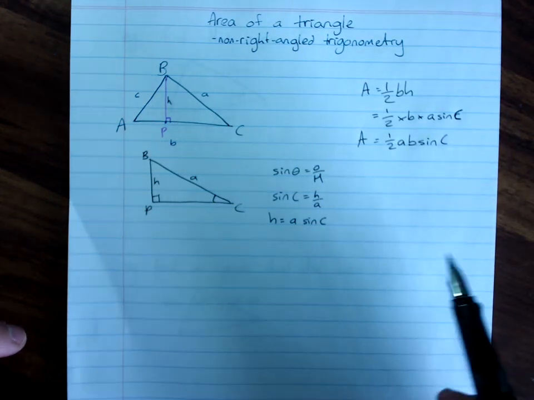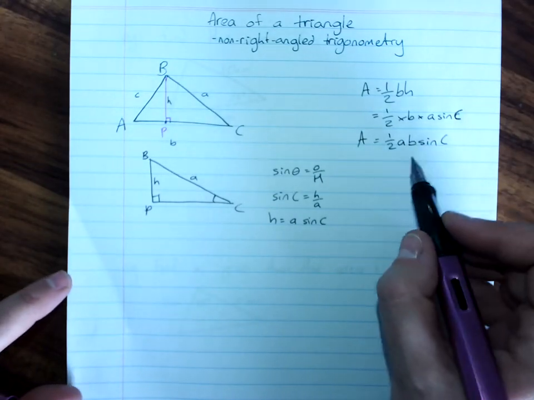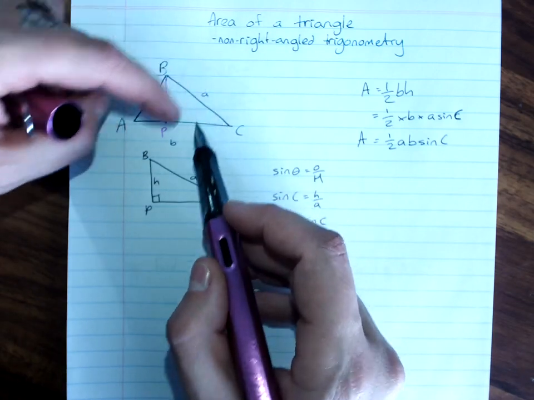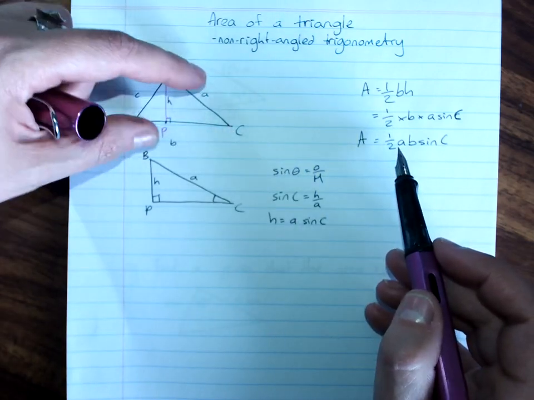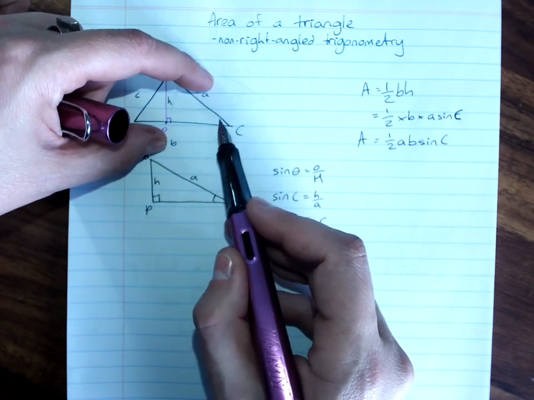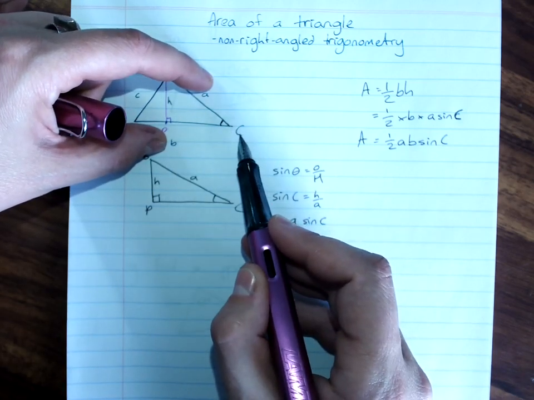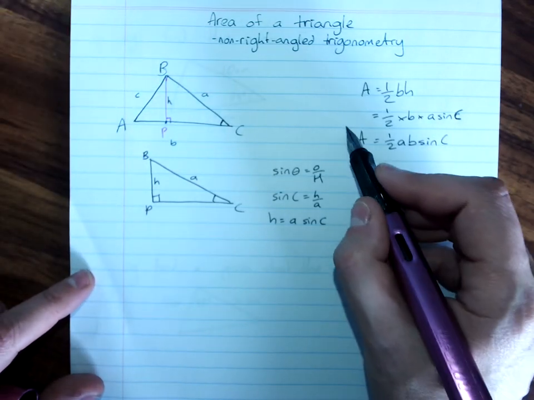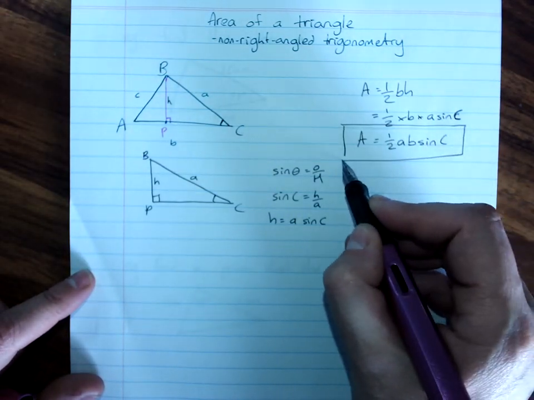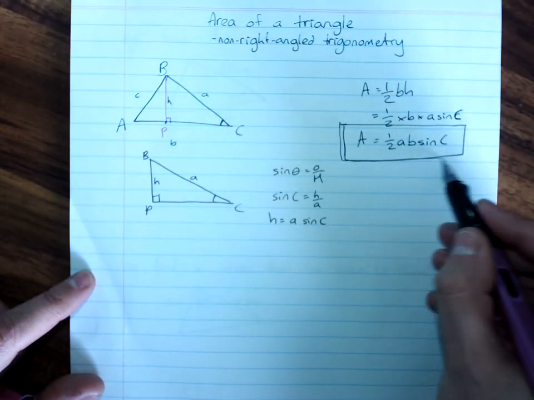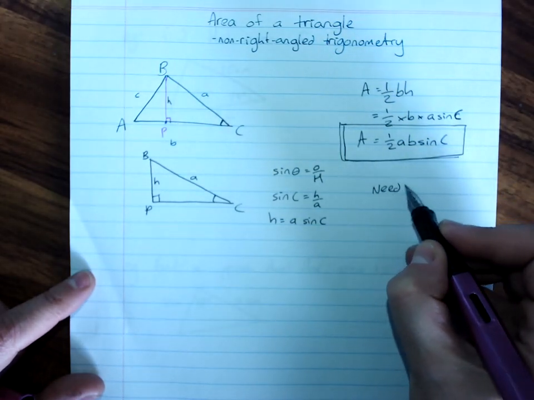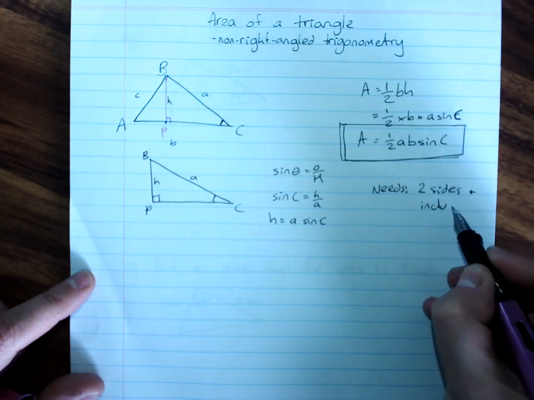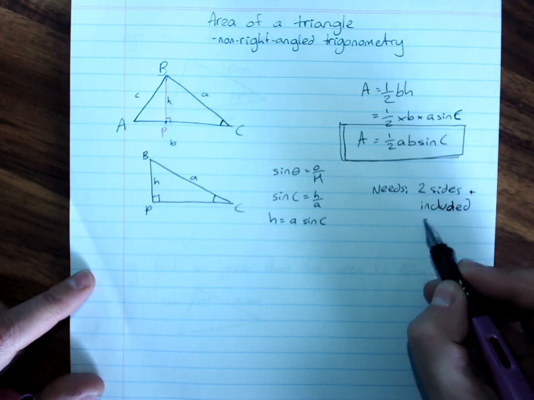Now, what that says is that to use this formula, I need two sides, A and B, and you'll see that A and B, the angle in between them, is angle C, so I need two sides and the included angle. This is our area formula. This is the one that you need to know and use, and it needs two sides and the included angle.